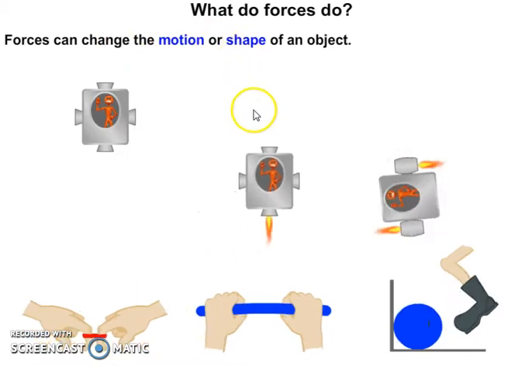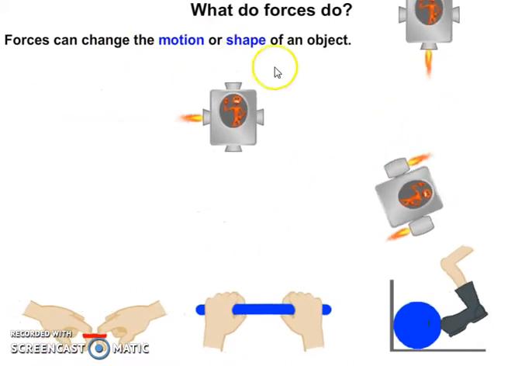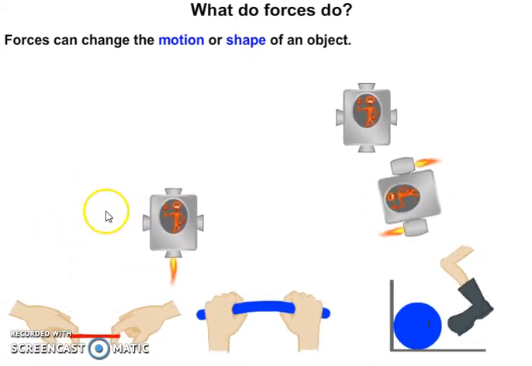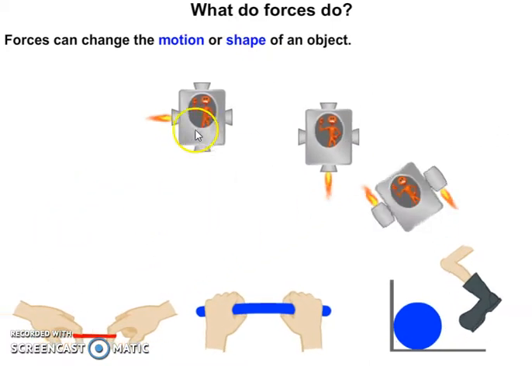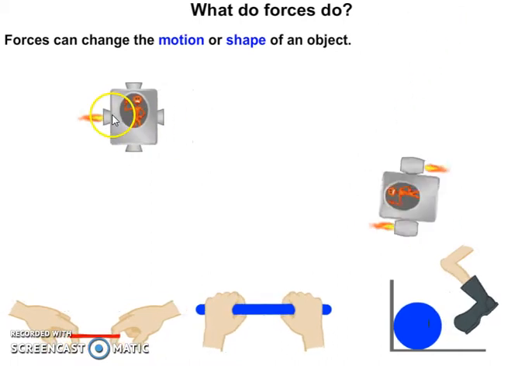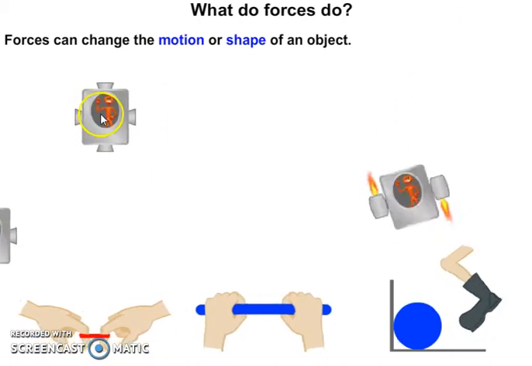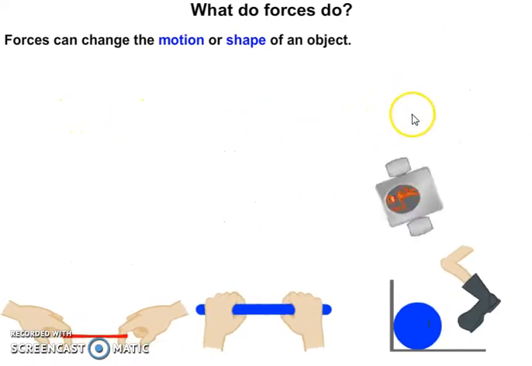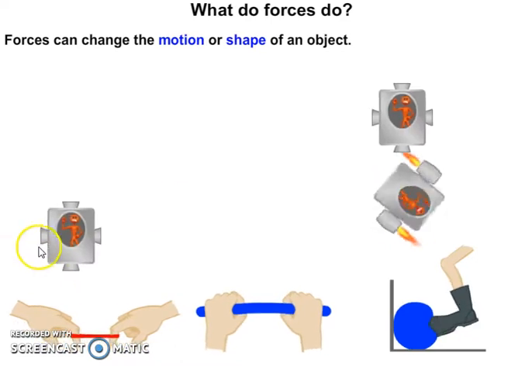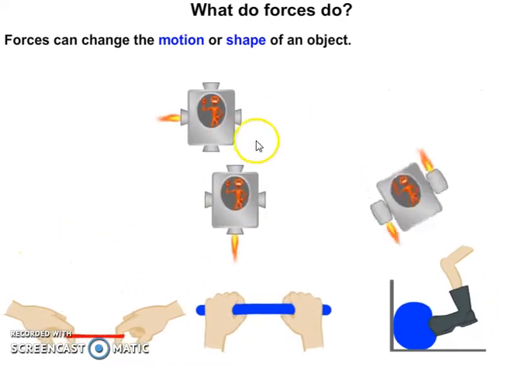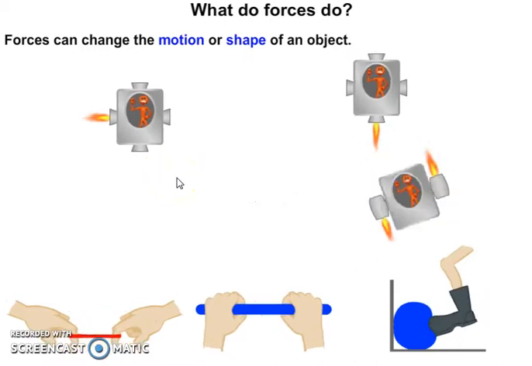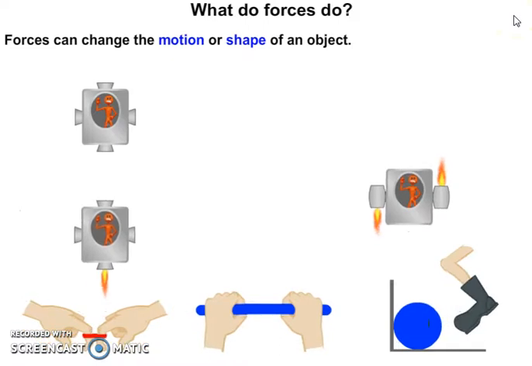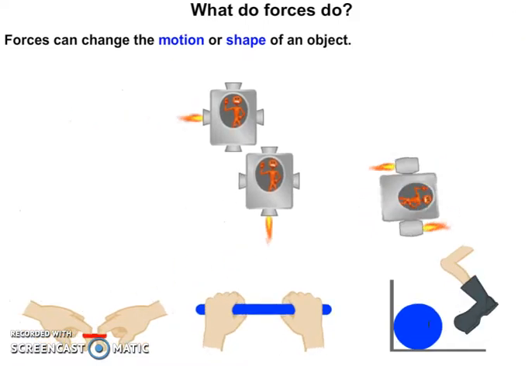Let's look at how a force changes the motion of an object. You can see from these images that the force either slows it down or speeds it up. Another thing forces can do is change the direction. In other words, you can accelerate, decelerate, or change the direction, so the velocity changes.